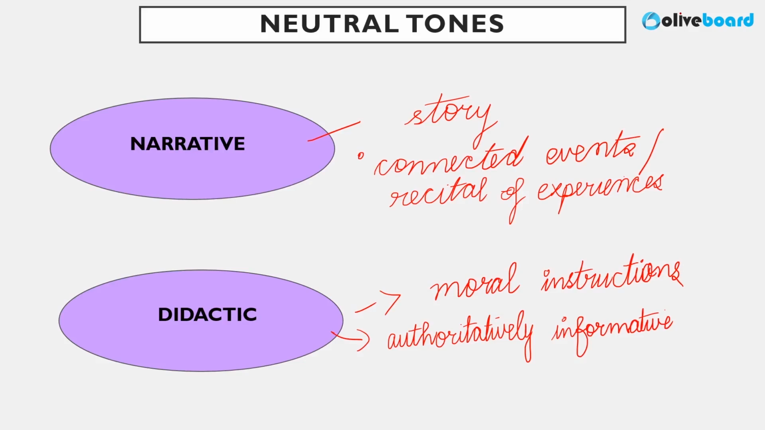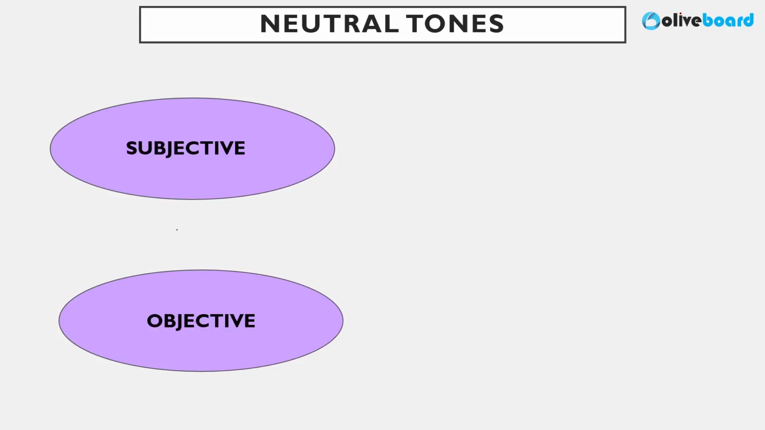Clear? So it is basically to teach. Okay, so everything related to teaching in the manner of a teacher. See, educational. Okay, so basically intended to teach. It is more of an educational tone. Okay. So this is your didactic. Next is subjective and objective.